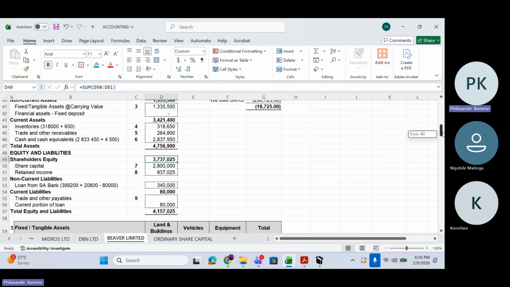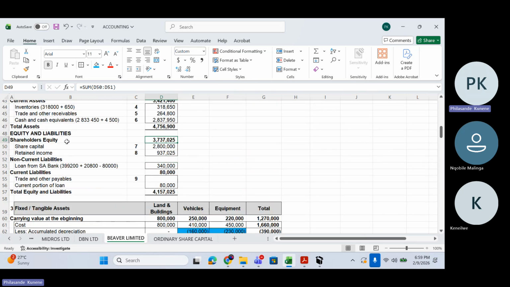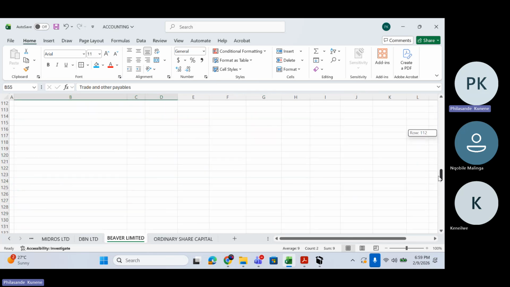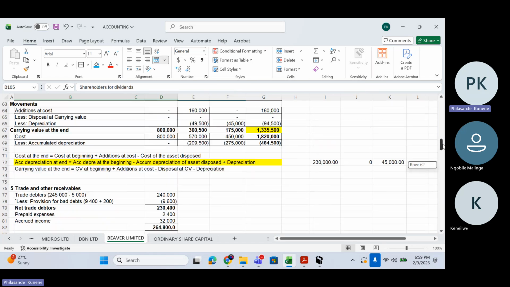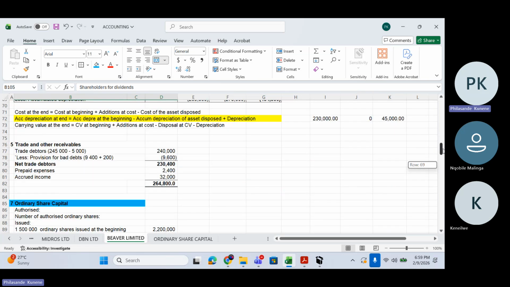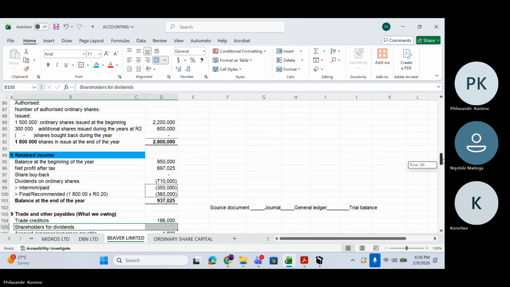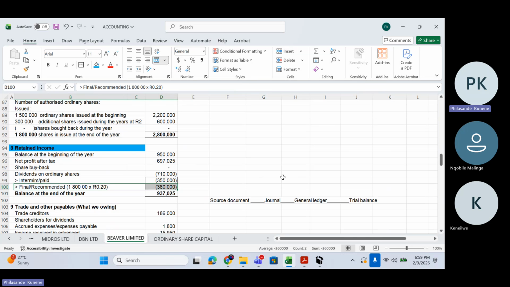As part of our share capital, shareholders' equity. And then now, what is missing in our balance sheet? Trade and other payables. On the trade and other payables, what we needed today, we needed the shareholders for dividends. And shareholders for dividends is how much? It will be the same as the final or recommended. That will always be the shareholders for dividends.